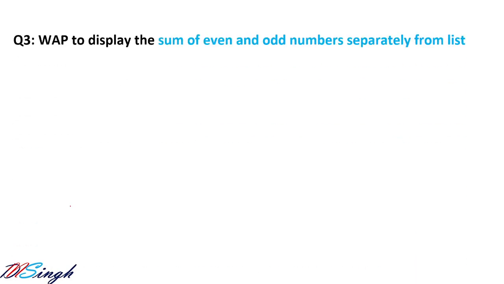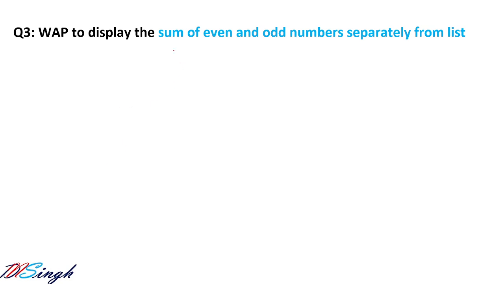Moving ahead to the next question, let us see: write a program to display the sum of even and odd numbers separately from the list. Now our job is to check if it is an even number, then add it in some variable, and if it is an odd number, then add it in another variable. At the end of the list, what you are going to do? Display the even sum and odd sum separately.